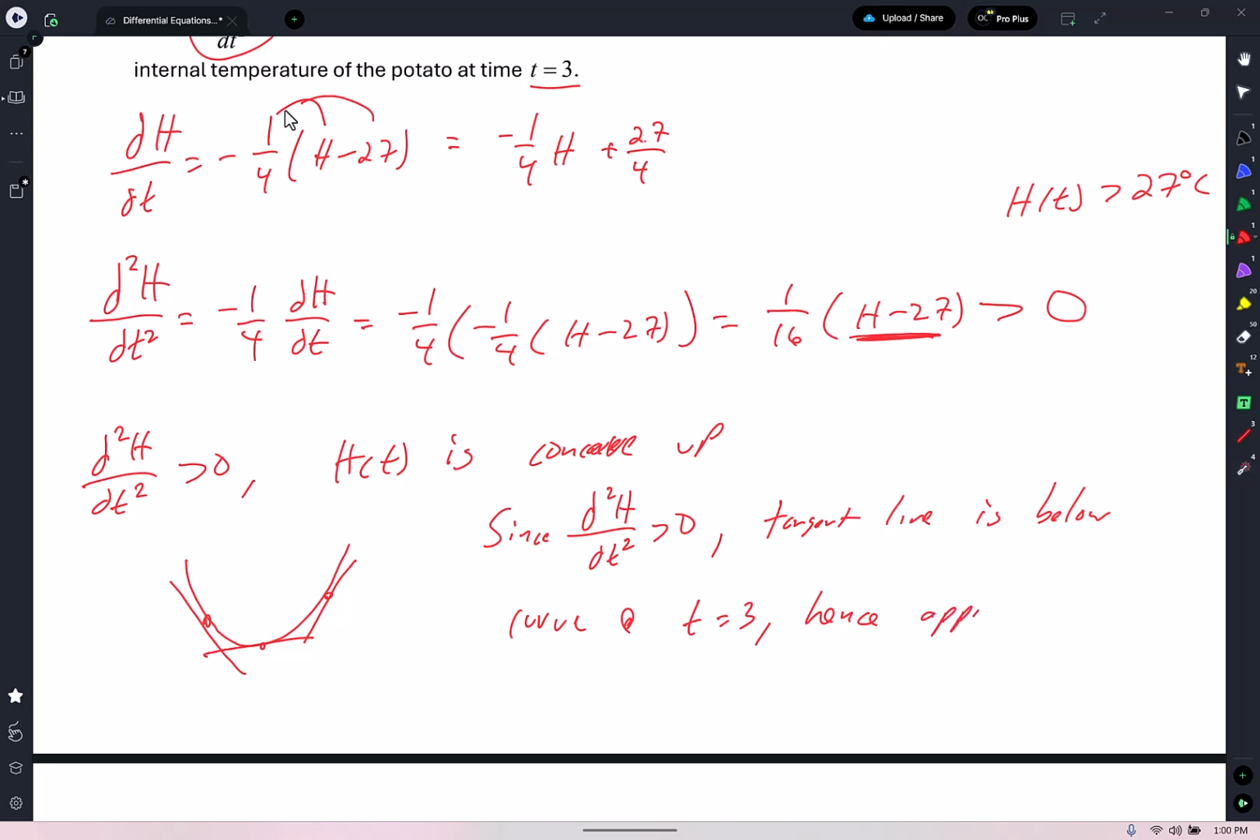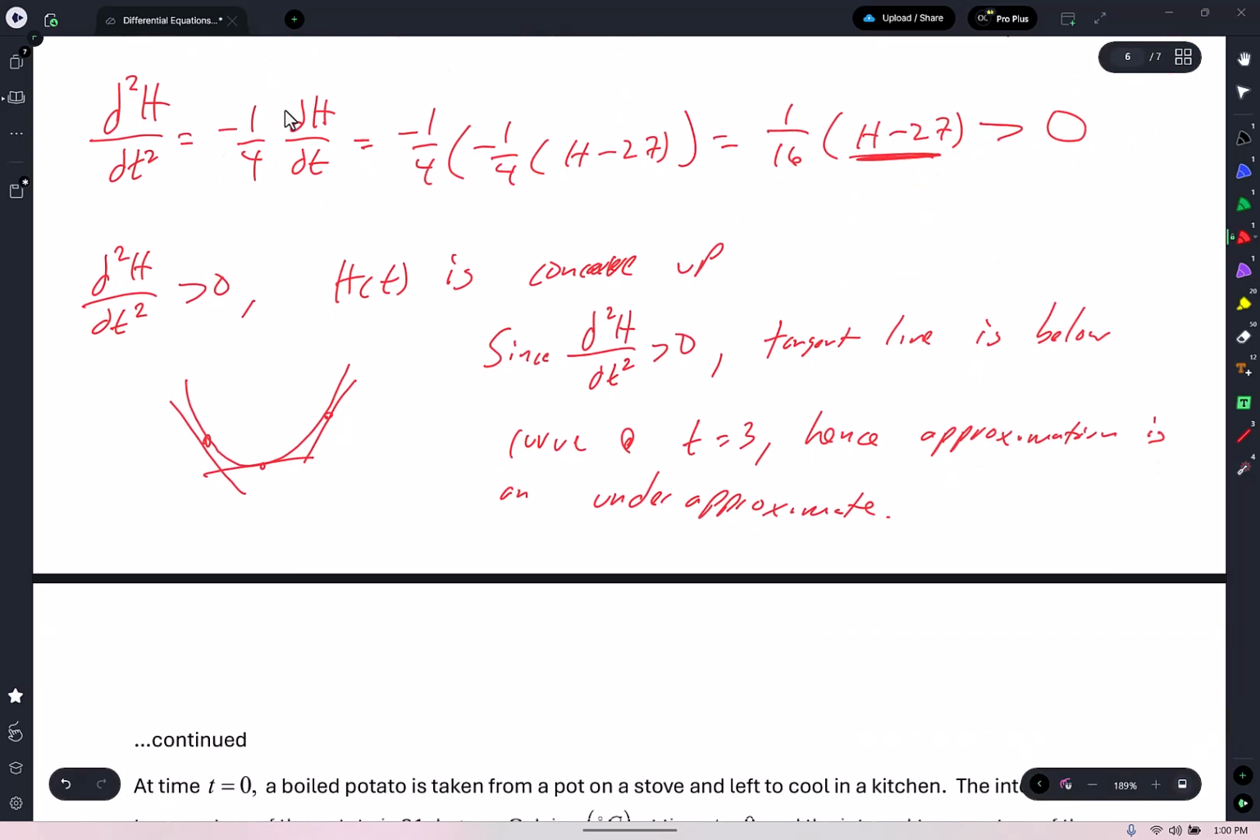Hence, the approximation is an under approximate. There it is. Full credit, guys. All right, let's go to the next one.